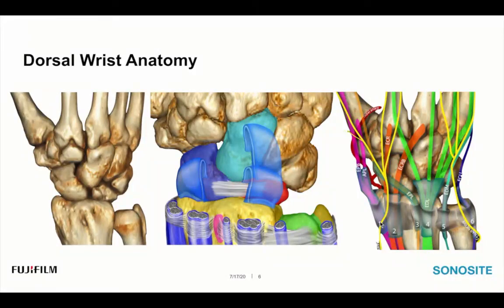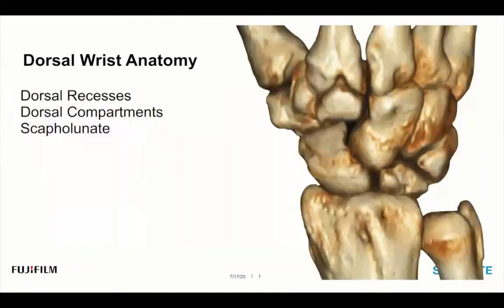So we have this diagram up here as a really nice reference, and you'll be able to use it in the recording to go back and reference where all these tendons go. But we'll begin on the dorsal wrist by covering the recesses first, and then we'll break to a live demonstration, and then we'll do the dorsal compartments, followed by the scapholunate.